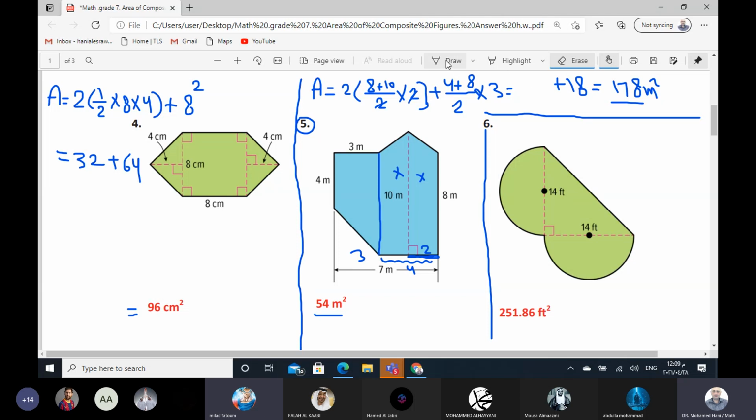Mister, you should write 2 times 8 plus 2 times 10, or 8 plus 10, 18. 18 times 2 will be 36. Now 36 plus 18 will be 54 meters squared. Okay? Right. Who has any question here?